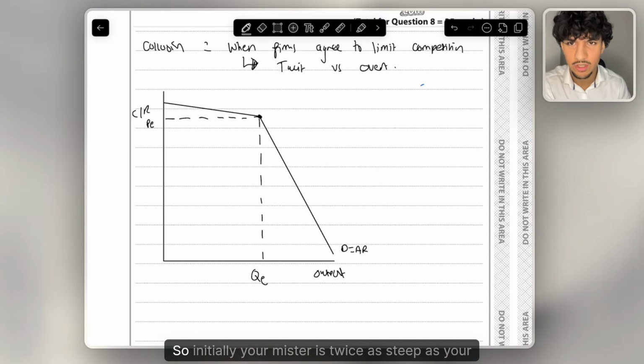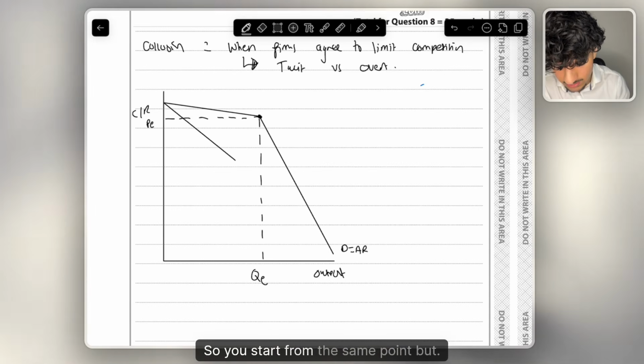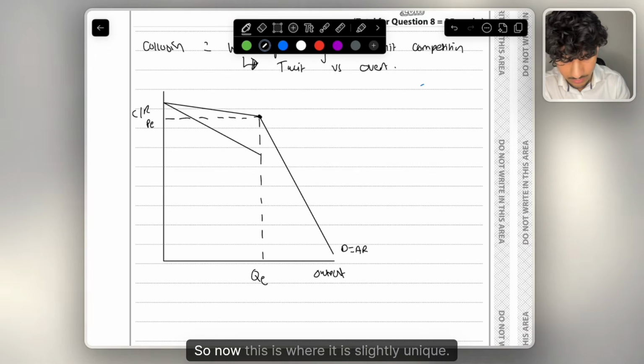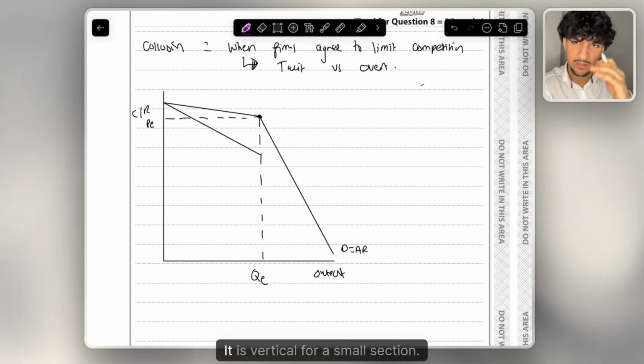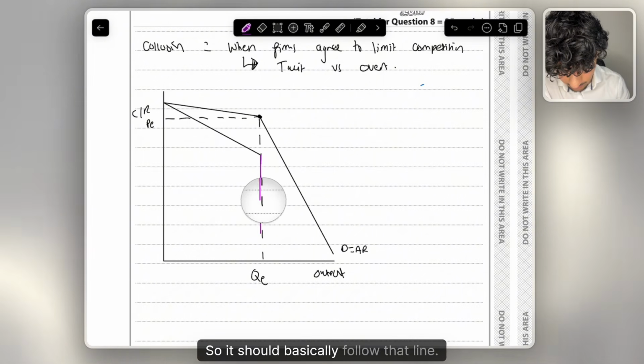So what would you do first? Initially your MR is twice as steep as your AR. So it goes like this. You start from the same point, but it's twice as steep. So something like that. But then what happens after that? Now, this is where it is slightly unique. It is vertical for a small section. So then you just go down vertically for a bit. So it should basically follow that line.